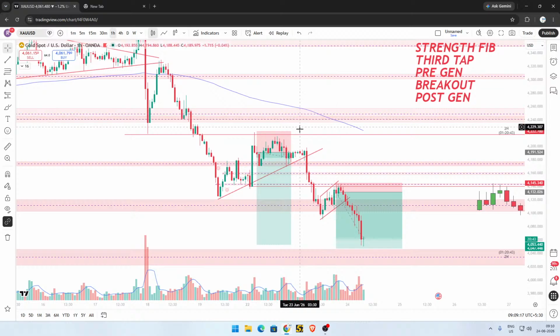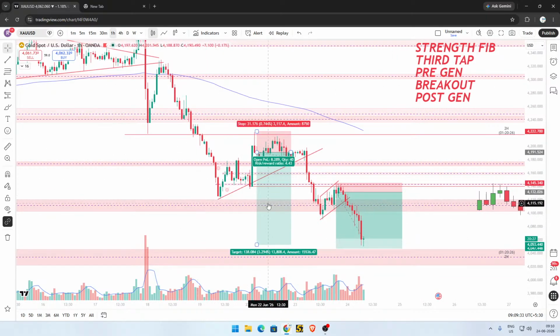Then comes the breakout. This is the breakout, and in breakout you can target just 1 to 1. Then comes the post general setup. Here the post general setup didn't form. Okay, that's all for this setup.